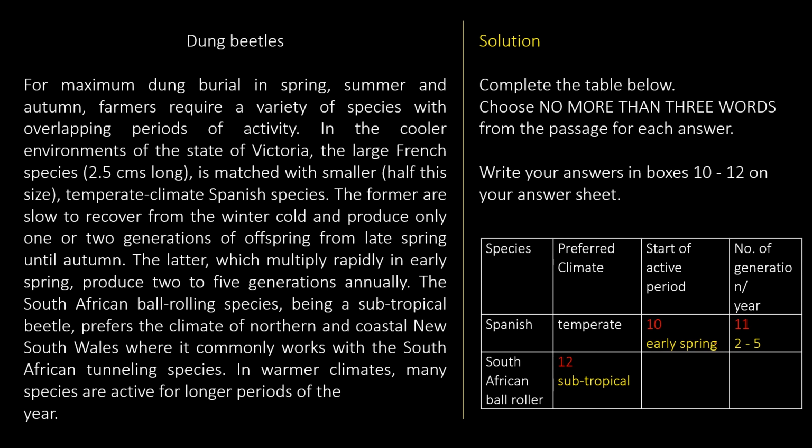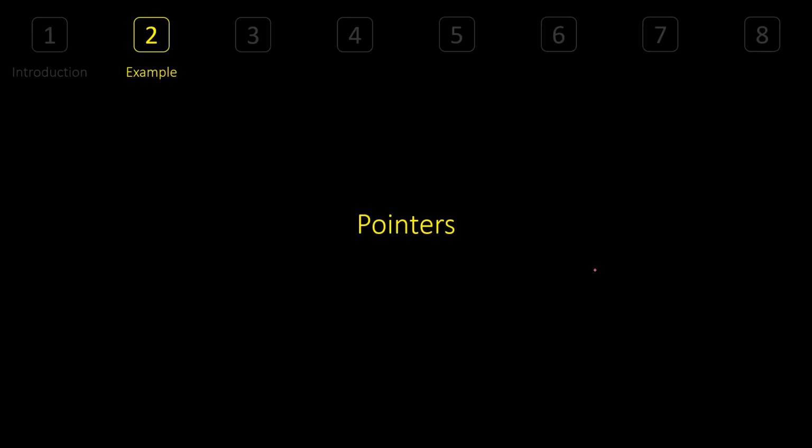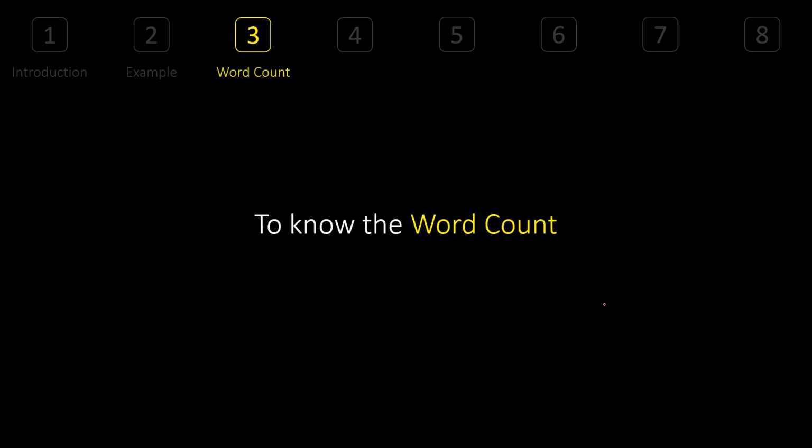Okay, how did we get the answer? Wait, when I'm explaining the pointers, it will be clear. But for now, if your answers are correct, wonderful. If not, no worries, we're going to look into pointers as well. Now, pointers are the hints. And the first one is word count. Now, what is this word count?